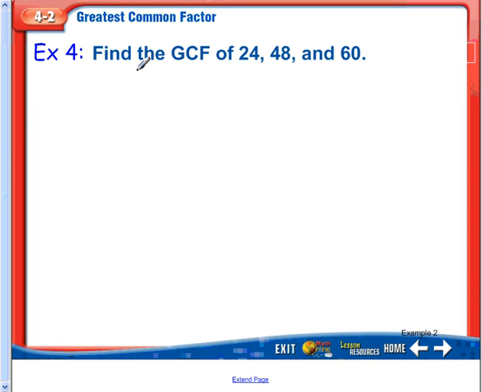Example number 4. Again, we're going to find the greatest common factor of three numbers: 24, 48, and 60. I'll start my L method. When I look at these numbers, I want to try to find one of the largest numbers that I can to go into these numbers. I notice that they are all even. 4 is even, 8 is even, and I know that 0 is divisible by 2. So I could start with 2, but I'm going to try to find a number that's larger than 2 that can go into all three.